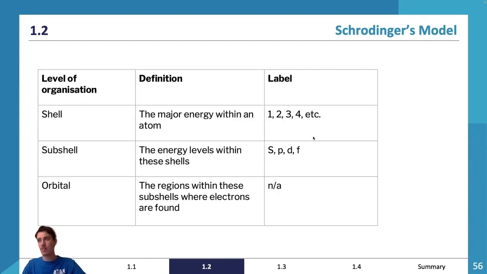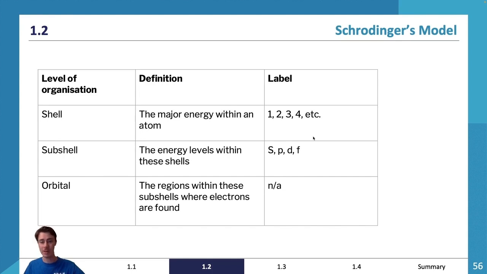Now these orbits, he still referred to as shells. So he said, all right, they're in a shell. This is the major energy within the atom. But they also have subshells. And these are energy levels within these shells. So you have an s, a p, a d, and an f. There are a lot more, but these are the first couple. And then you have orbitals. Orbitals are essentially the regions within these subshells where electrons are found.